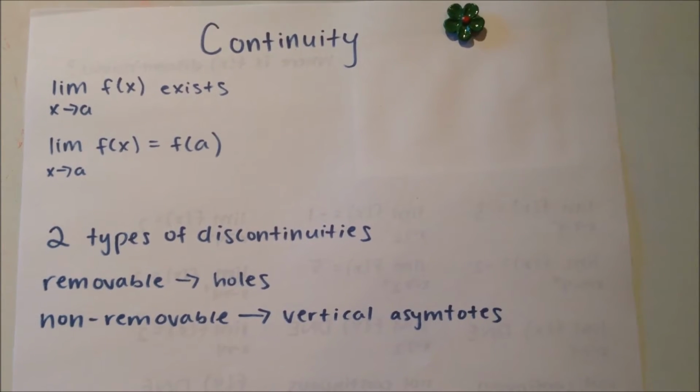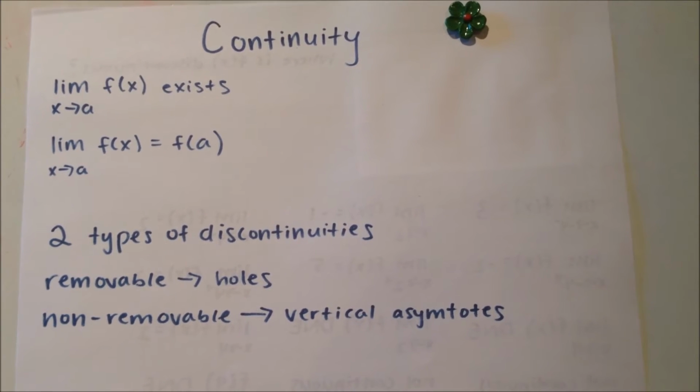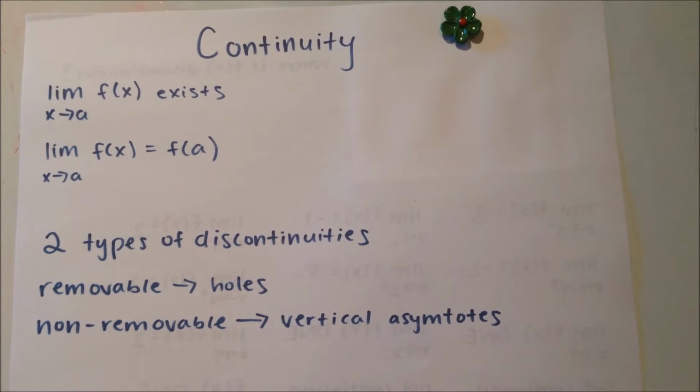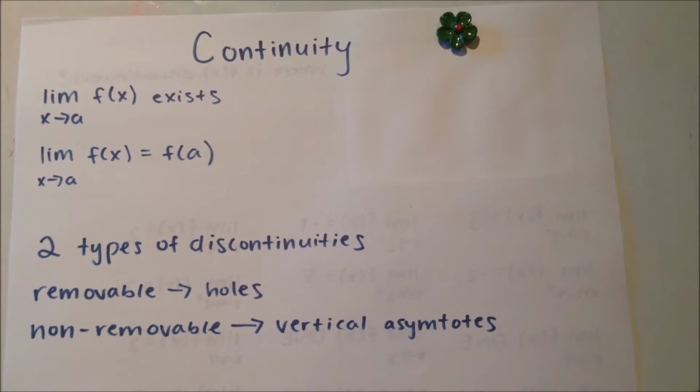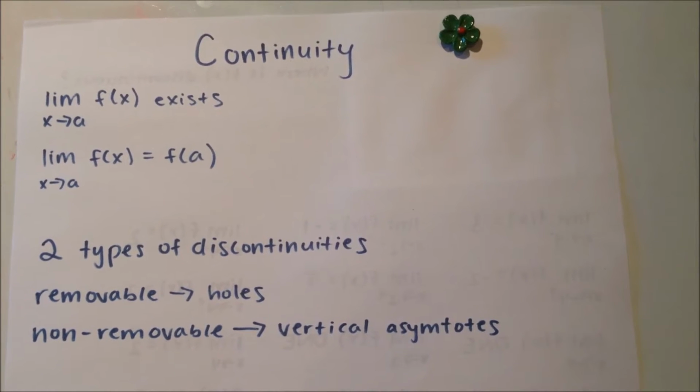There are two types of discontinuities, removable discontinuities and non-removable discontinuities. Removable discontinuities include holes, and non-removable discontinuities include vertical asymptotes.